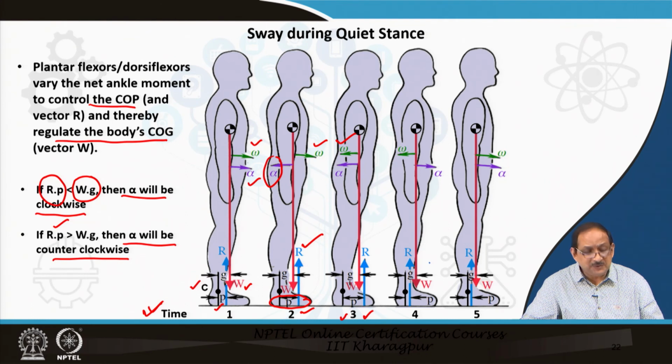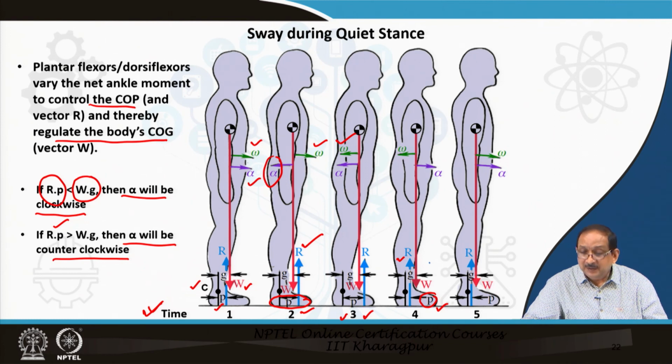Now, the subject's response to the backward sway is to decrease his COP and the R vector by reduced activation of the plantar flexor muscles, thereby reducing the R vector and the lever arm P.